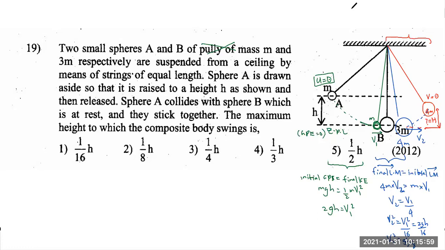Now we are applying the equation for the 4M object, the combined object. Initially, it has kinetic energy at the bottom, and then finally it will reach a final gravitational potential energy. From here it goes up. What is initial kinetic energy? Half into mass into velocity squared equals final gravitational potential energy, which is mass into gravitational acceleration into the new height reached by the combined object.